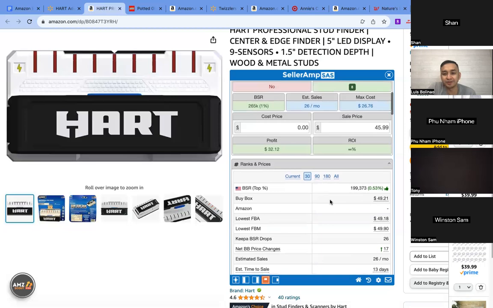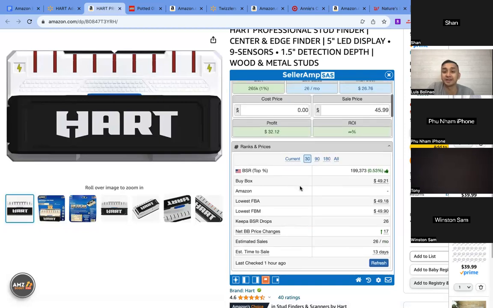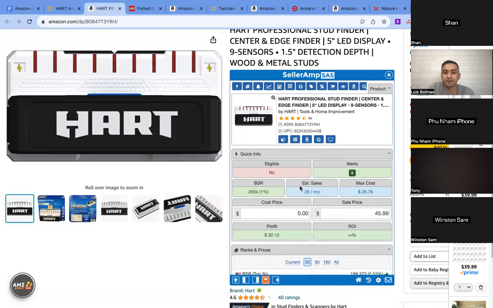Oh, okay. Yeah, instead of clicking here, right? I would manually add it to your store. Oh, I did. I manually added it, and I manually ungated through SellerAmp. I clicked manual ungate through SellerAmp.